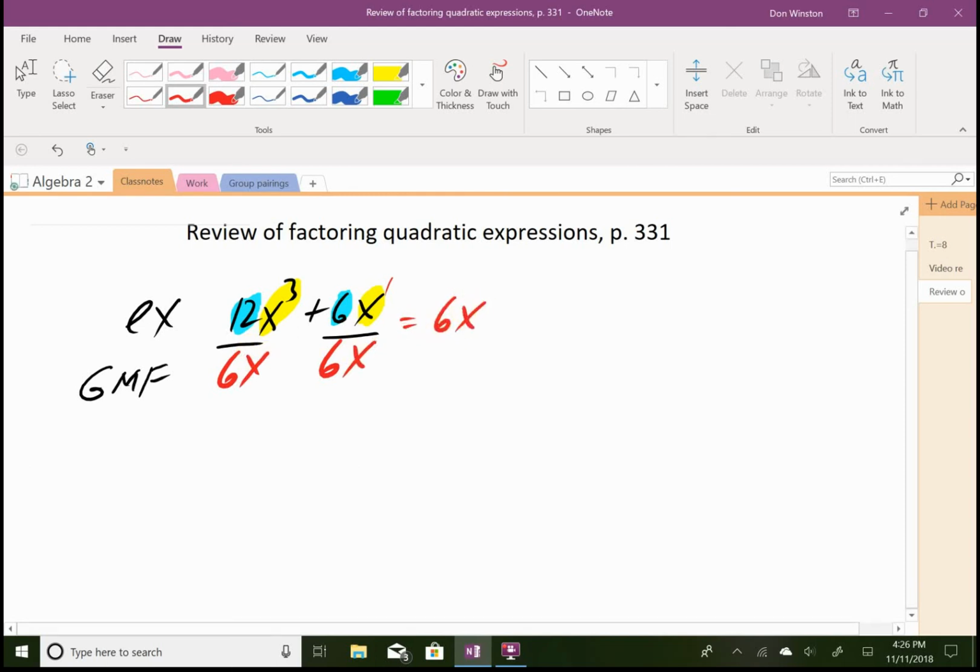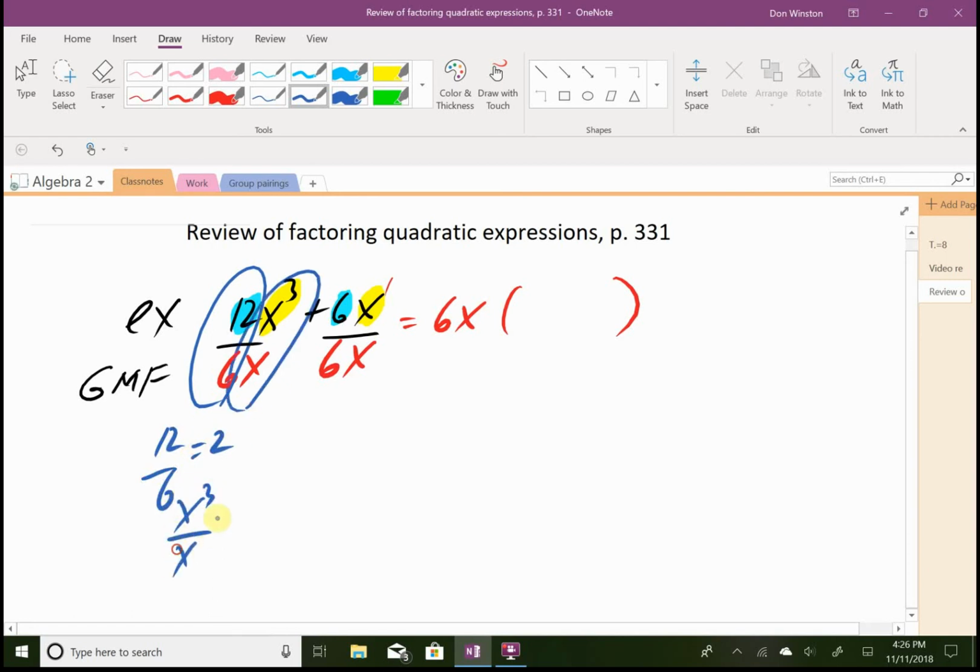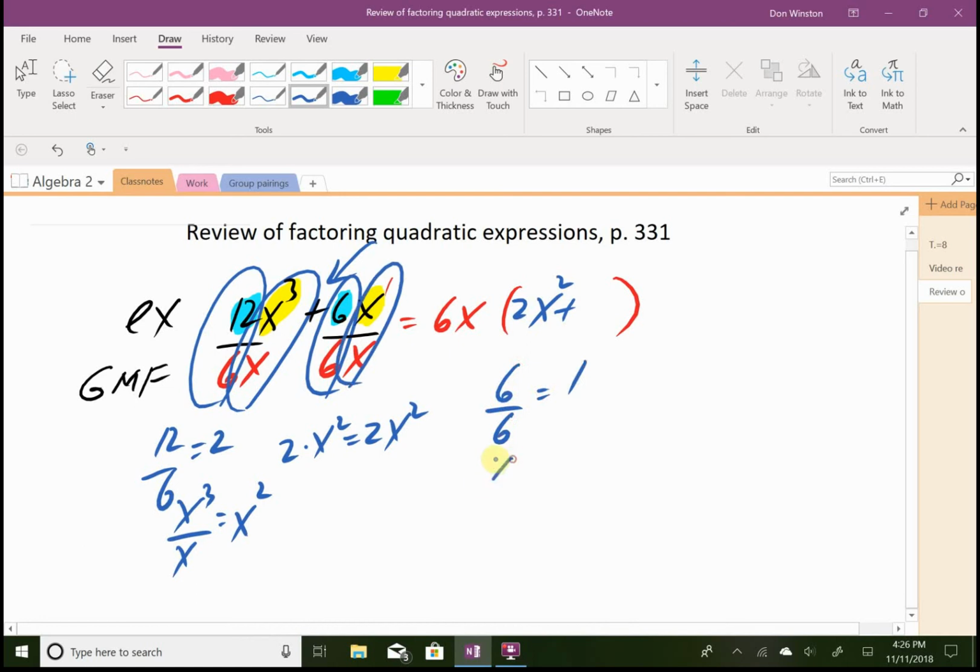That goes outside the parentheses, and then I'll write my parentheses, and then I'll divide. So 12 divided by 6 is equal to 2, and x cubed divided by x is equal to x squared. And 2 times x squared equals 2x squared. Now see, I'm adding, so plus, and then we divide some more. 6 divided by 6 is equal to 1. x divided by x equals 1, and 1 times 1 is equal to 1. Okay, so there it is factored.